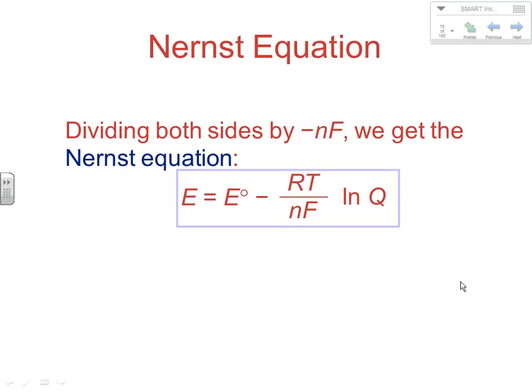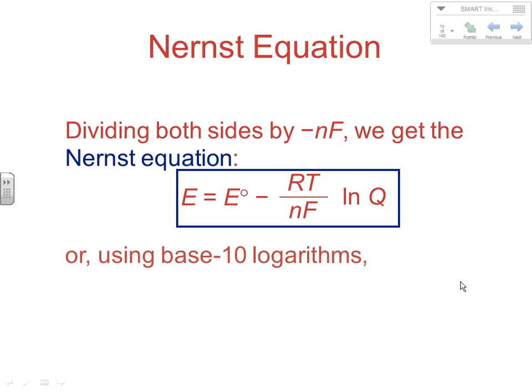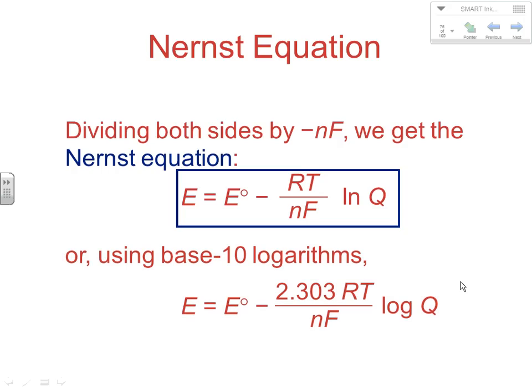If we divide both sides by negative nF, we end up with an equation that is known as the Nernst equation. So if we want to calculate cell potential under non-standard conditions, that's not an E naught, that's just a plain E, we would need to calculate E naught, so we need to find our standard cell potential, and then we would subtract from that RT over nF ln of Q. And remember, these are constants. We looked at that idea before. So we can reduce that then to this equation. So E would equal E naught minus 2.303 RT over nF log of Q.